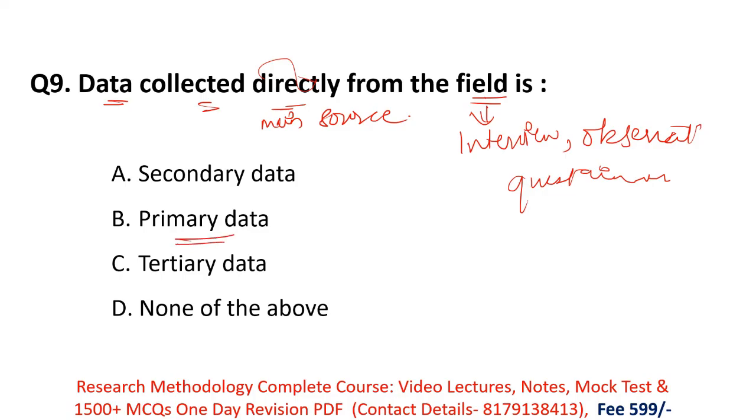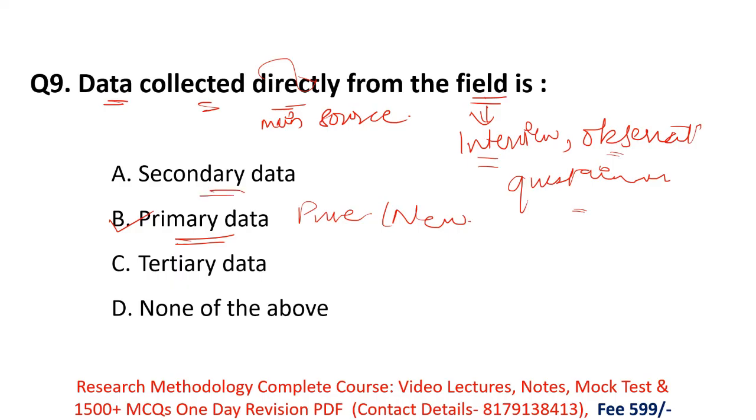It means whatever data you get by performing an interview, observation or questionnaire is pure data. Okay, your data is new data. So whatever new data or pure data, it is known as primary data. So for this question, option B here is the right answer.